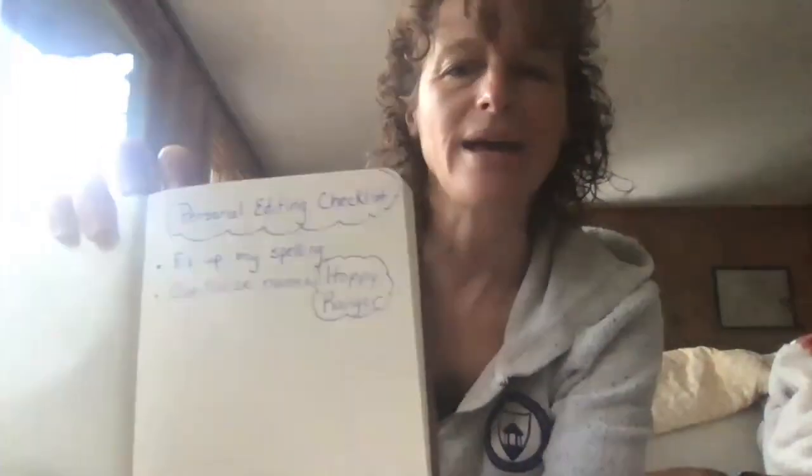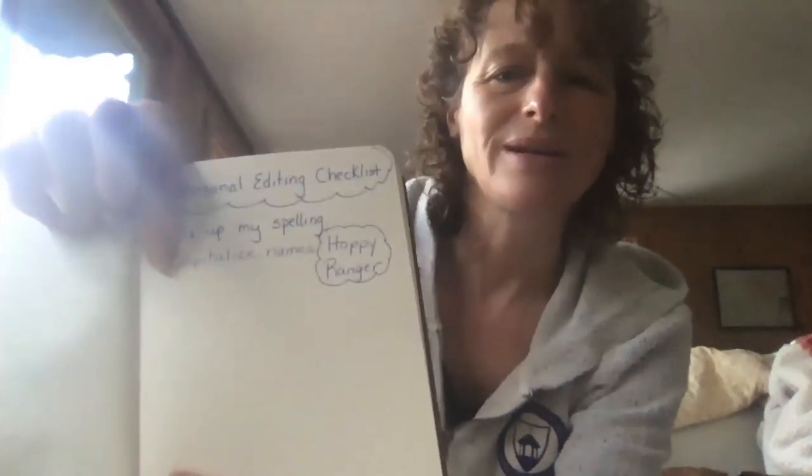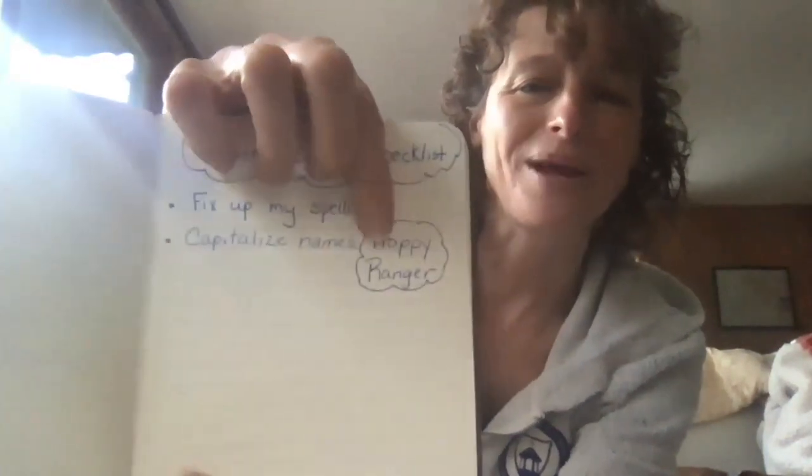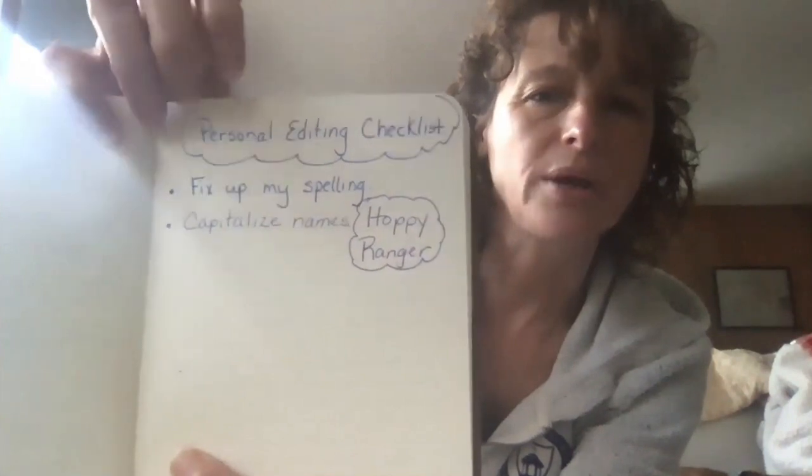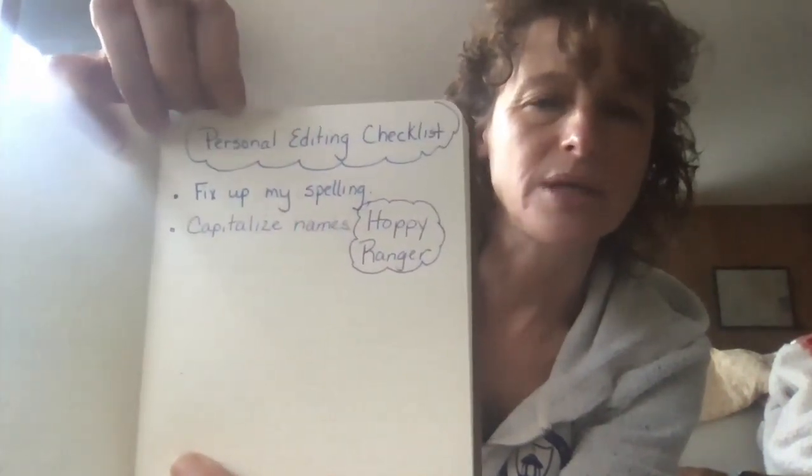So what I did was I added it to my personal editing checklist. I put capitalized names and I even put Hoppy and Ranger there just to remind me with capital letters. So you can decide what to put on your personal editing checklist. Maybe you'll put capitalize the first letter when you start a new sentence. Maybe you'll put capitalized names. I don't know, maybe you'll study titles and see how titles are capitalized. But I can't wait to see what you decide that you want to think about and edit.